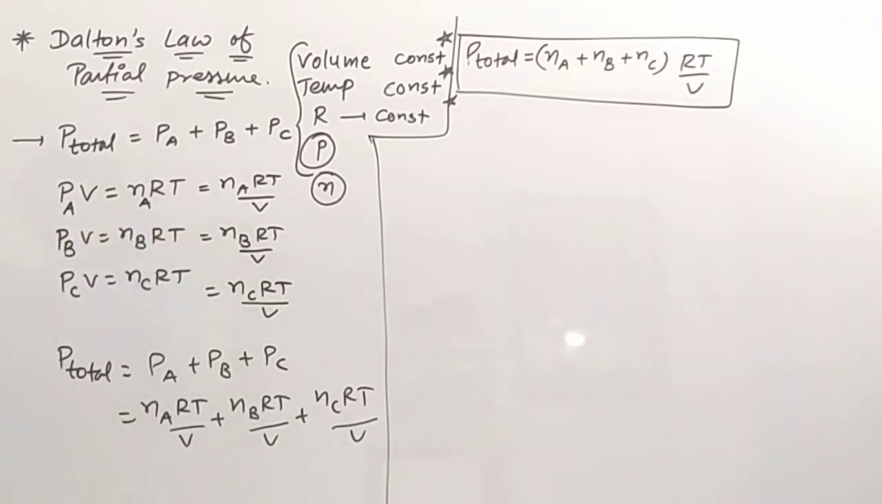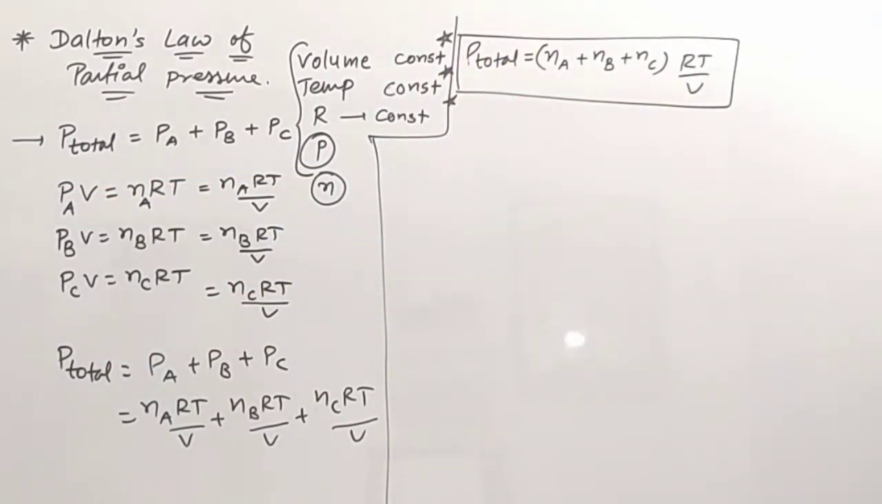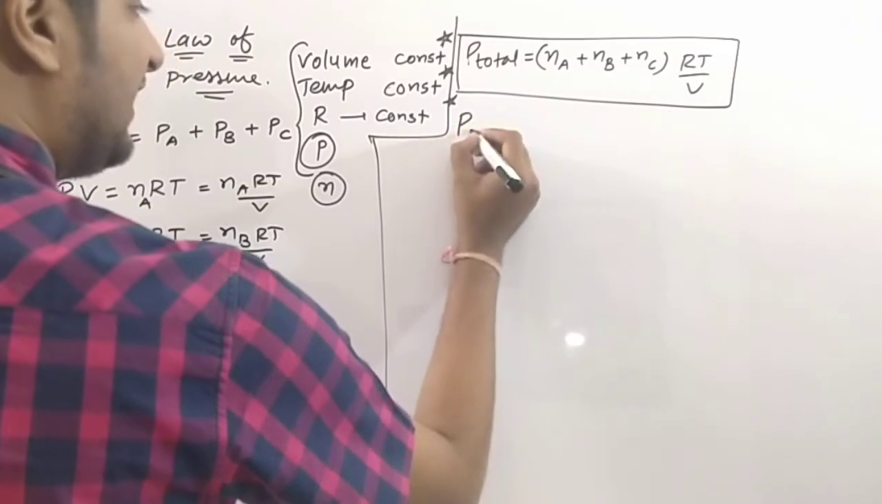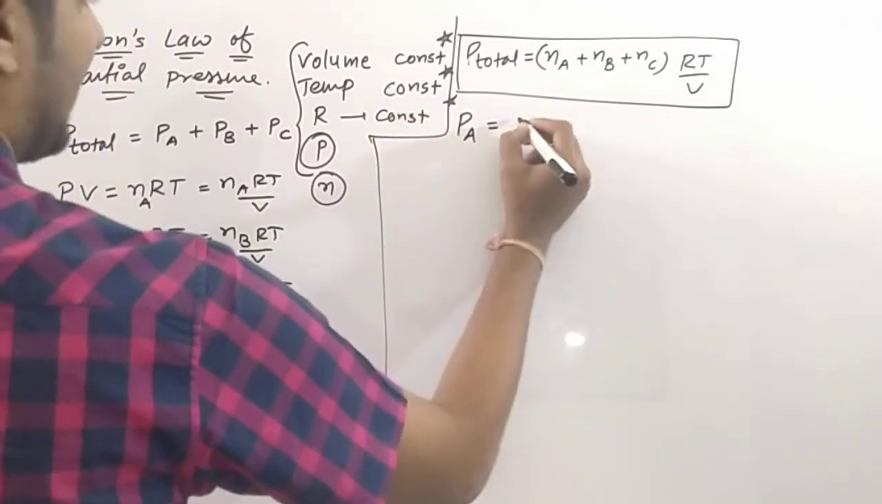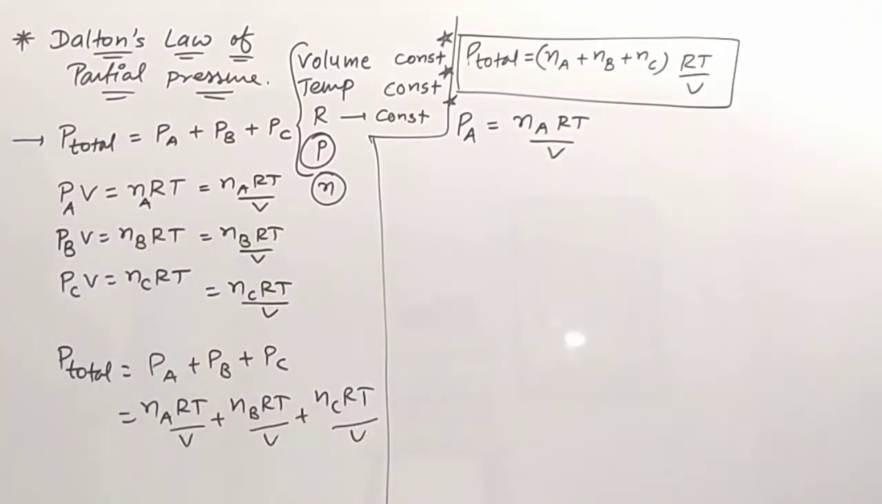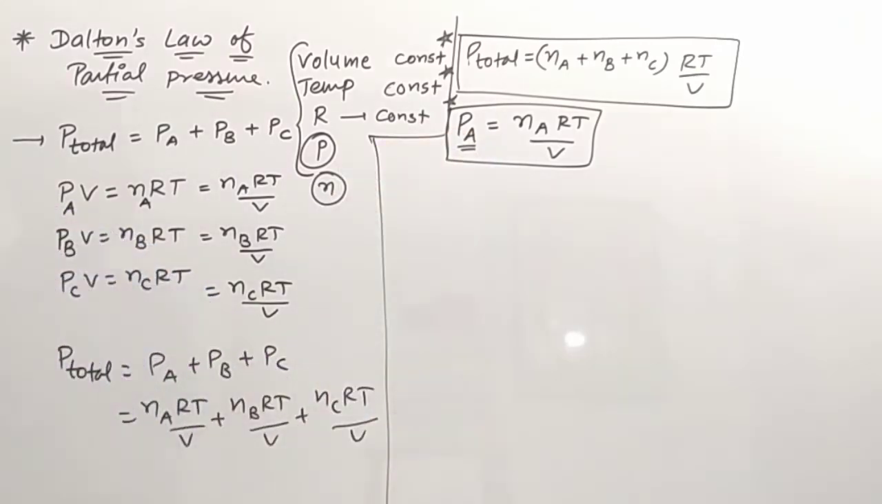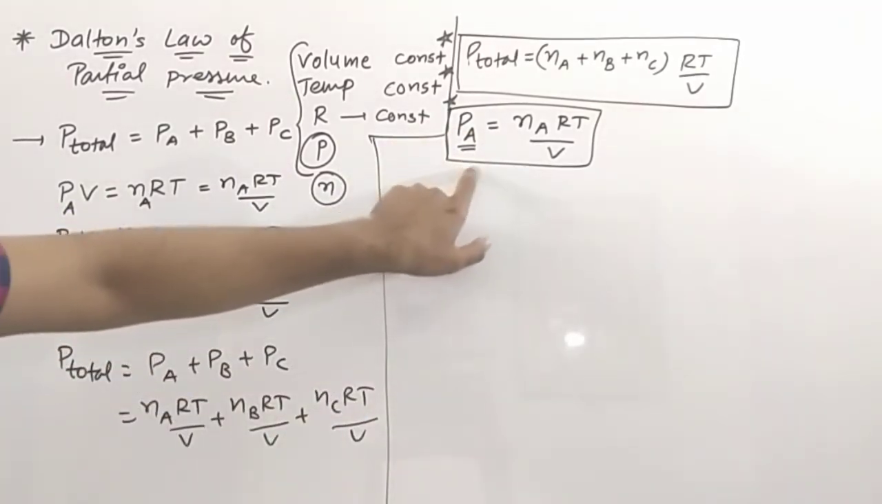Now if anyone asks me, sir, only two gases are taken, then we will write only nA plus nB, nothing else. Clear? So this is the formula. Now for a single gas A, what can I write? I can write nART upon V. Clear? Simple thing, nART upon V. So this is our formula also, and this is what you can say is the partial pressure of gas A. So partial pressure of gas A is equal to what?